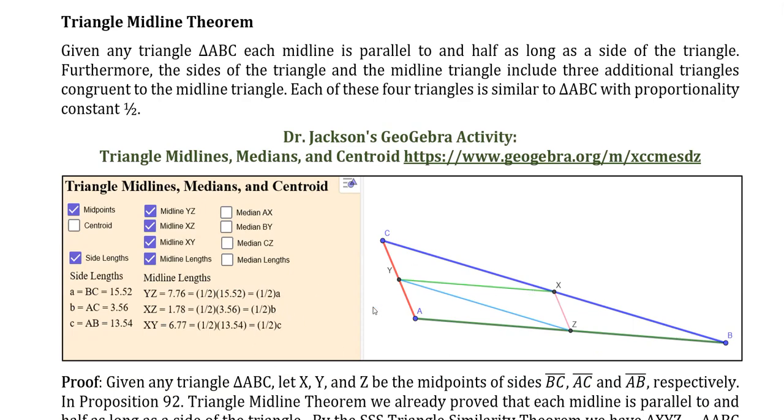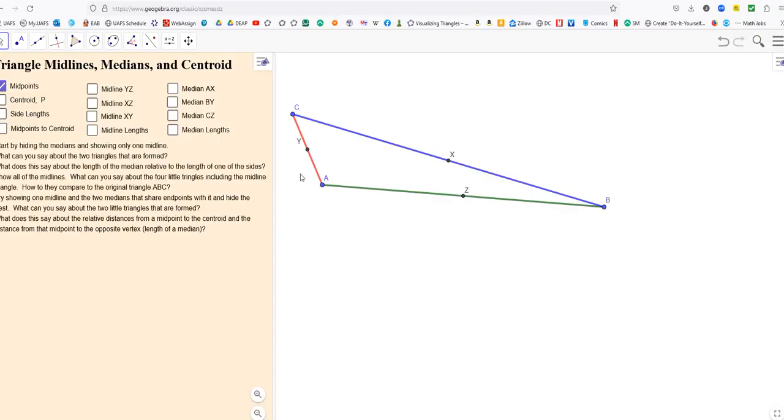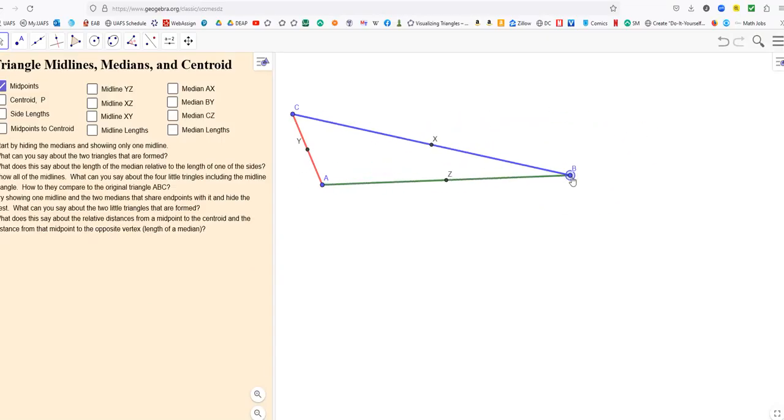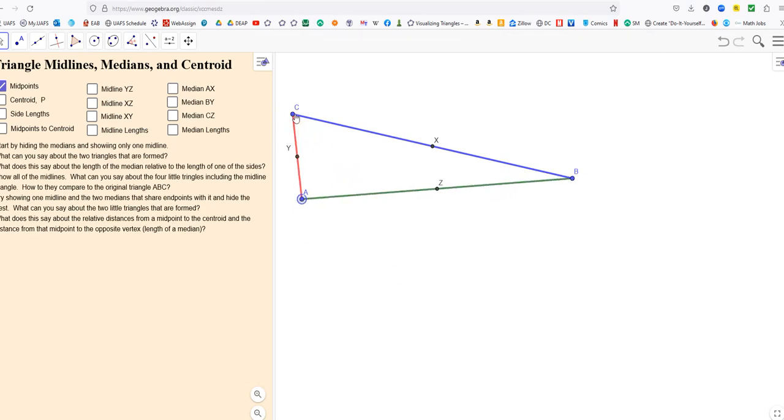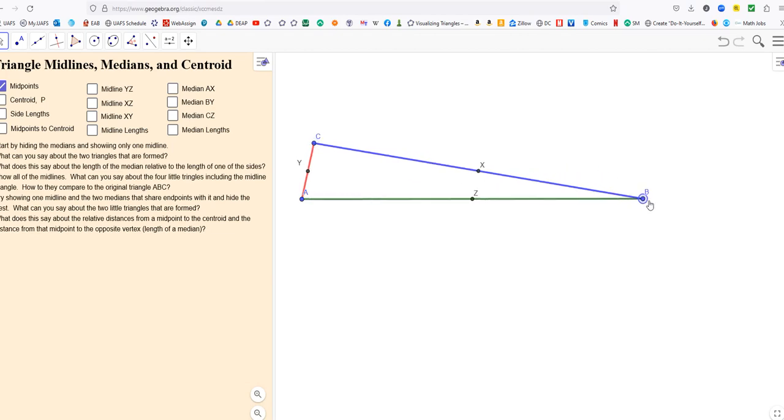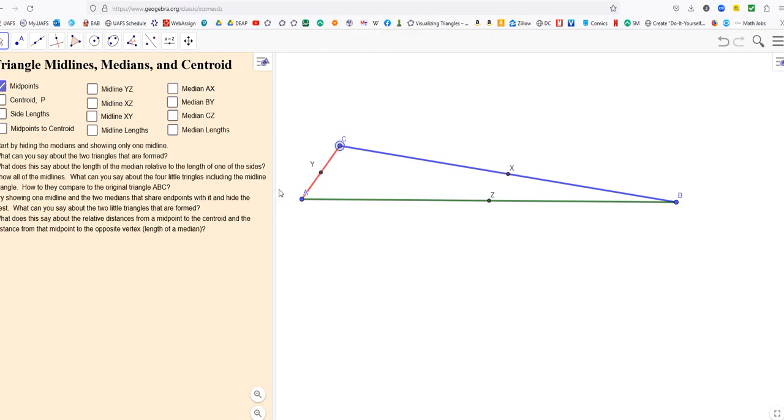So here is a visual, or dynamically we can look at it here. Here we have a triangle. It's just a general triangle. I can make any triangle out of it. Let's say there, for example. And then I've got the midpoints here, which you can see. Let's show only one midline. Let's say this one. Okay. What does it look like is happening here?